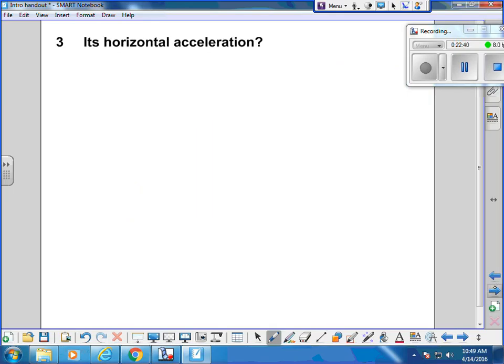What's the horizontal acceleration? What's AH? Horizontal acceleration? 0. Objects do not accelerate horizontally. But remember, Newton said objects in motion stay in motion at a constant speed. The only thing is, this is without air resistance.